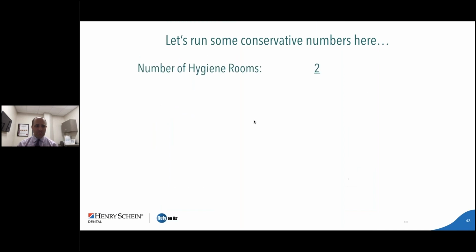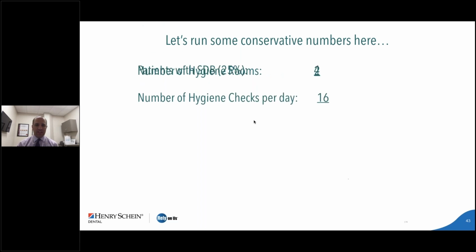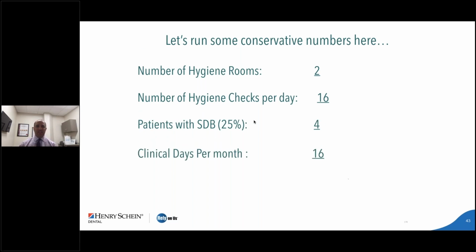So let's run some conservative numbers here. Let's say you have 2 hygiene rooms, you do 16 hygiene checks a day, and you have 4 patients with likely sleep disordered breathing based on the literature. That's 25% of 16. Let's say you work 16 clinical days a month. If you screen properly, you'll have 64 patients screened that month.